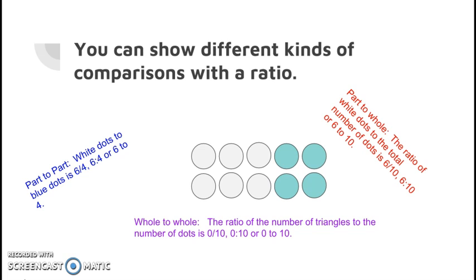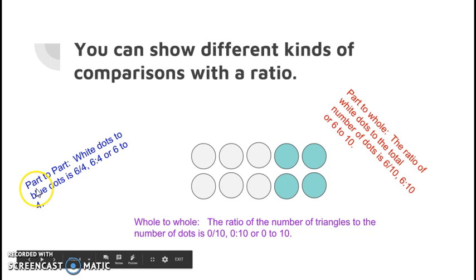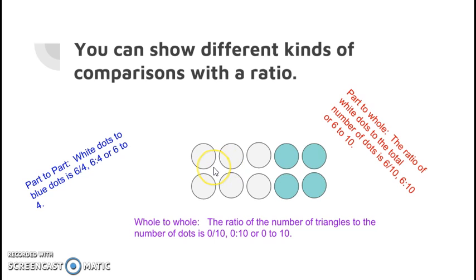Ratios actually show a different kind of comparison. There are three different ways that you can make this comparison. The first one is going to be part to part. If we're looking at the white and blue dots here, we can see that if we're comparing the white dots to the blue dots, there's 6 white dots to 4 blue dots.